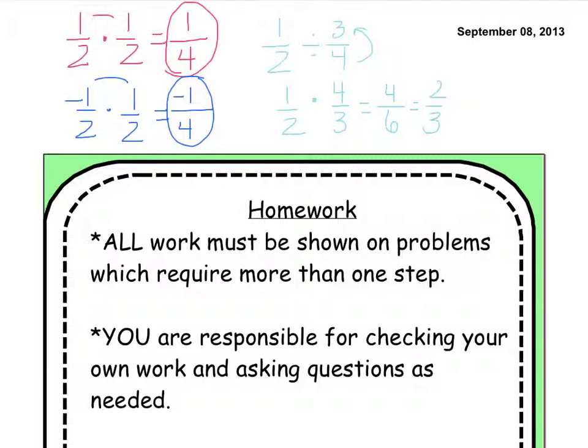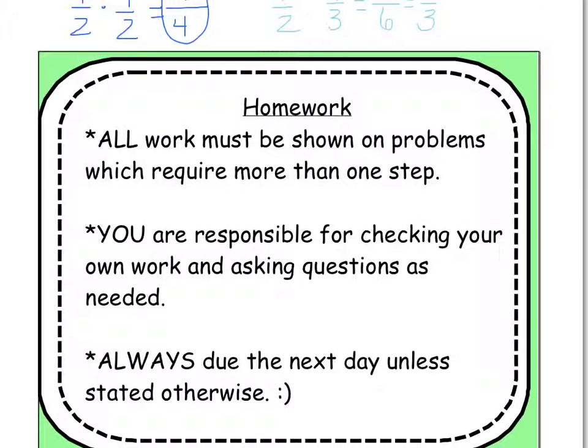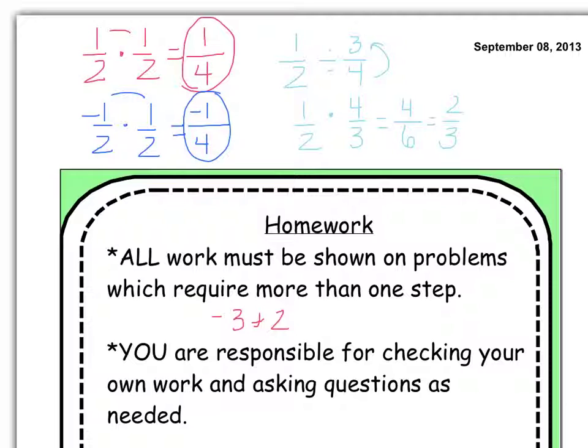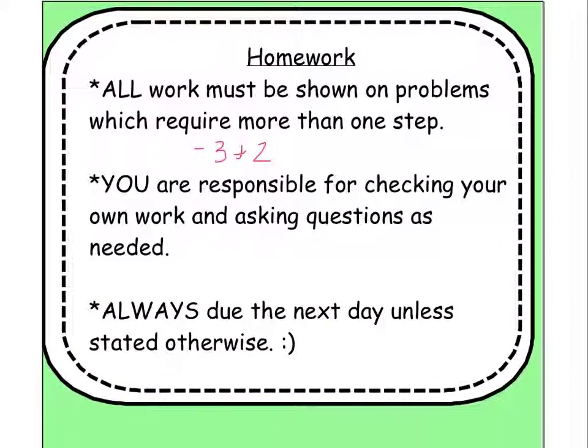Here are the rules for the homework. All work must be shown on problems which require more than one step. If you had a problem like this, 3 plus 2, I do not expect you to show me work. If it was negative 3 plus 2, I think that you can do most of these in your head, but when it comes to problems like fractions, where you have to get a common denominator, I need to see your work, because otherwise I can only guess that you are using the answer key to write down your solutions.